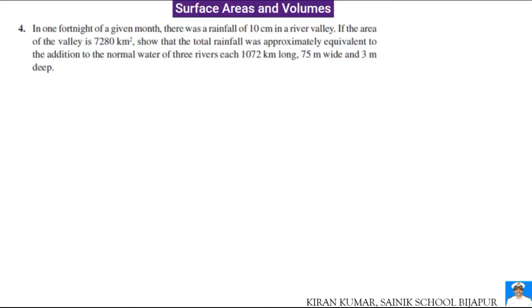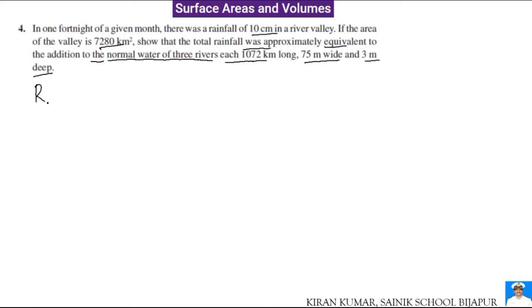Question number 4. In one fortnight of a given month, there was a rainfall of 10 centimeters in a river valley. If the area of the valley is 1780 kilometers square, show that the total rainfall was approximately equivalent to the addition to the normal water of 3 rivers, each 1072 kilometer long, 75 meter wide, and 3 meter deep.